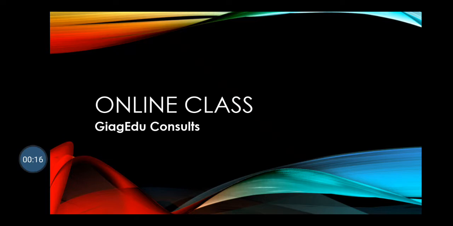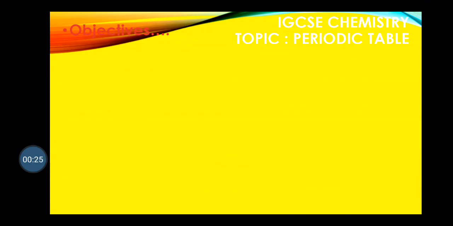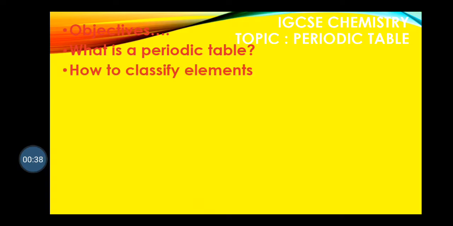Today we are going to be looking at an interesting aspect of chemistry, which is the periodic table. The objective of this class is to look at the following. What is a periodic table? Secondly, we are going to look at how elements are classified, the classification of elements. Obviously, we all know that the periodic table helps in classifying elements.